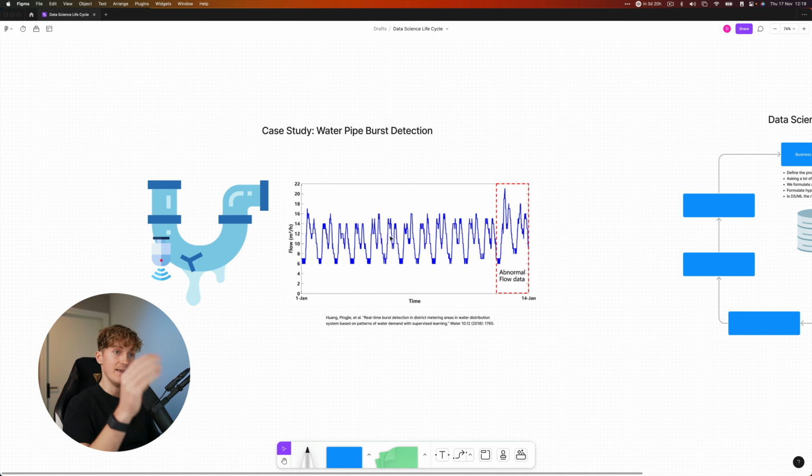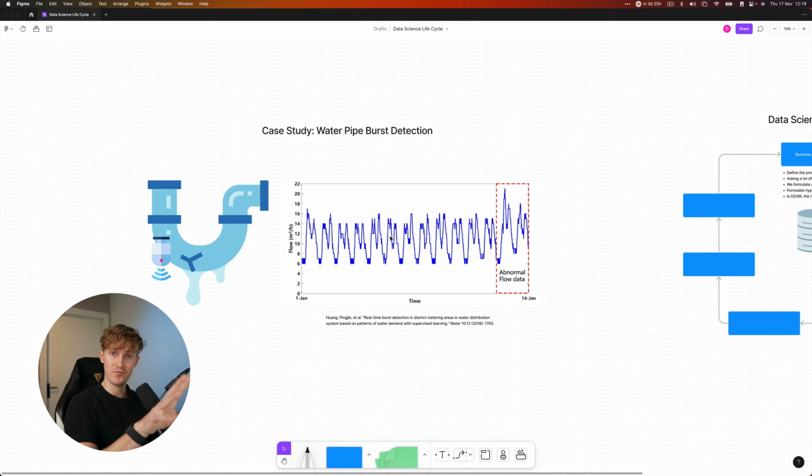And you could also say it's a classification problem, because the end goal of the model is to predict whether there is a burst or there is not a burst. So basically 0 or a 1. 0, not a burst, 1, a burst. So that would be classification.